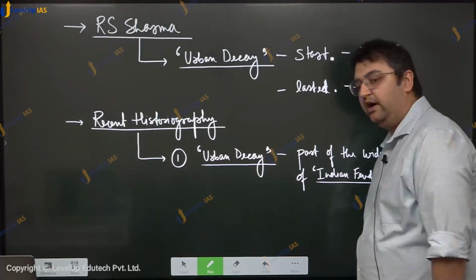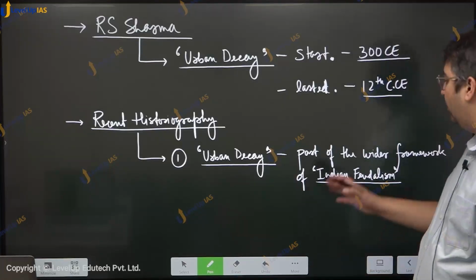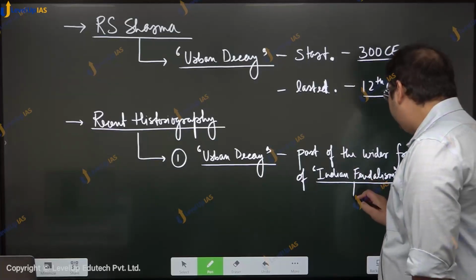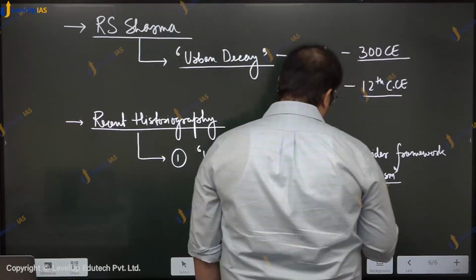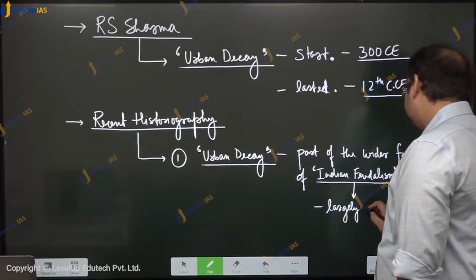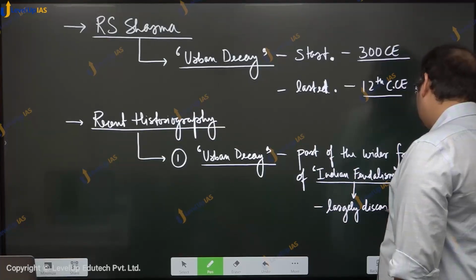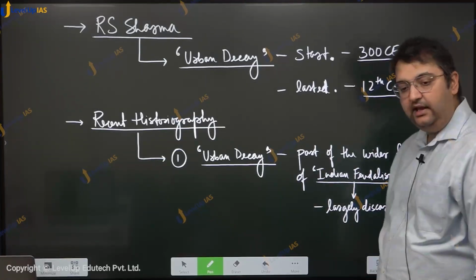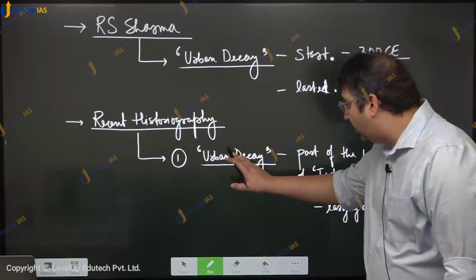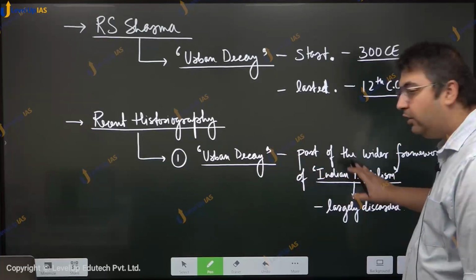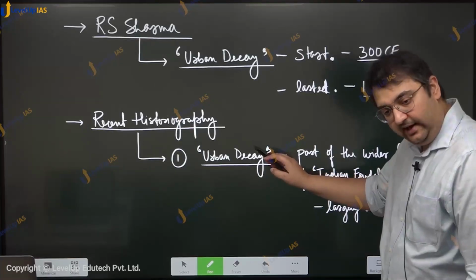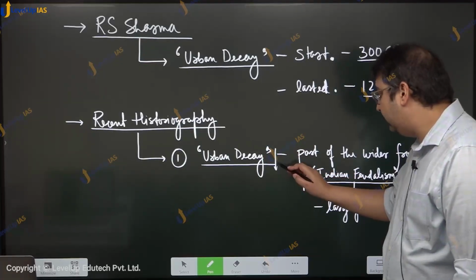Which was given by the Marxist historians beginning with D.D. Kosambi, but the most important contributor was R.S. Sharma. Right? Now, the phenomenon of Indian feudalism itself has been largely discarded by recent historiography. It has been disproven, right? And therefore, the phenomenon of urban decay, which is a subset of the framework of Indian feudalism, arguments for it are also becoming weaker and weaker. ठीक है, तो ये अब काफी वीक हो चुका है.